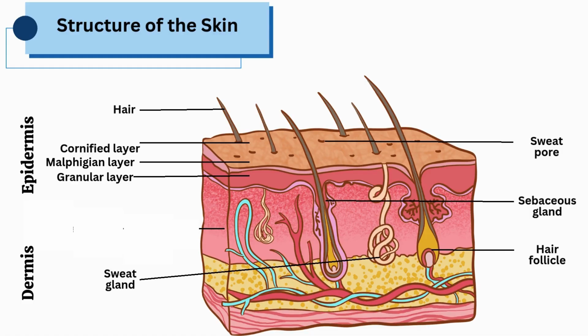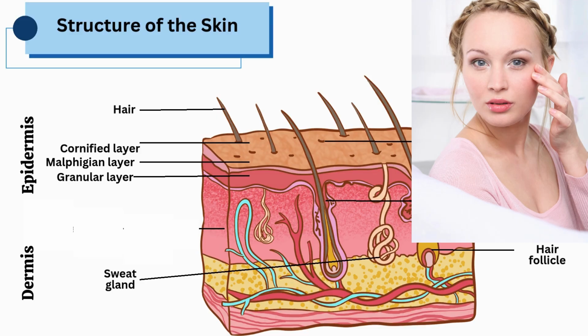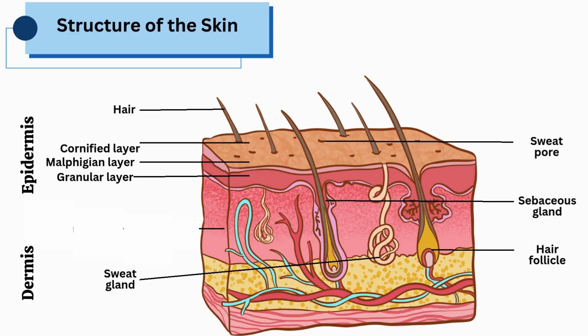The cells in the cornified layer are constantly being worn out and replaced by the cells from the layer beneath. This horny cornified layer varies in thickness from one part of the body to the other, and it is usually very thick on the sole of the feet and palm and thin on the eyelids.